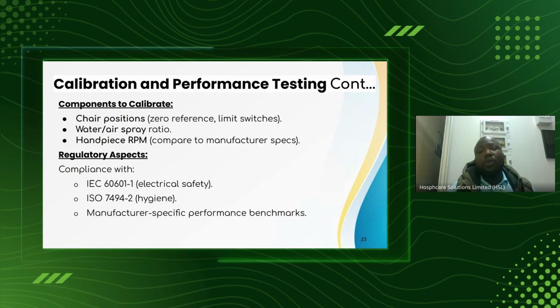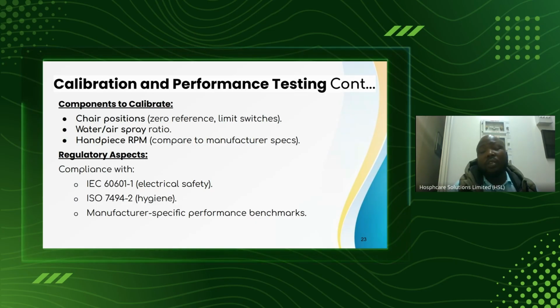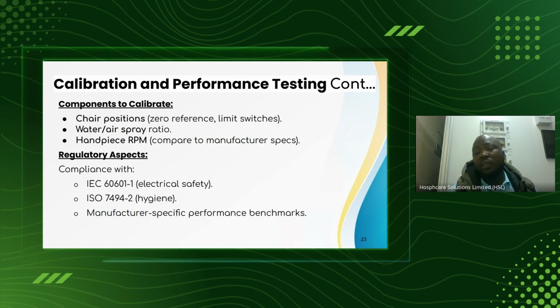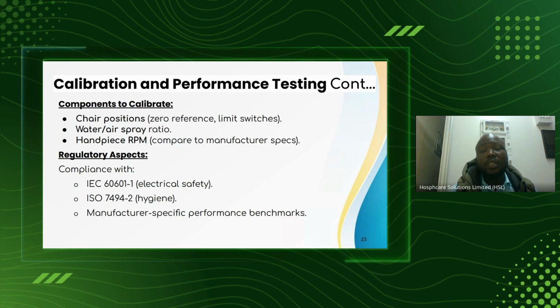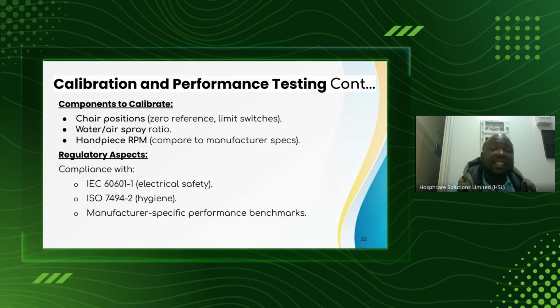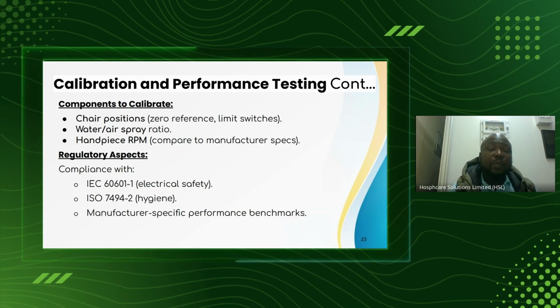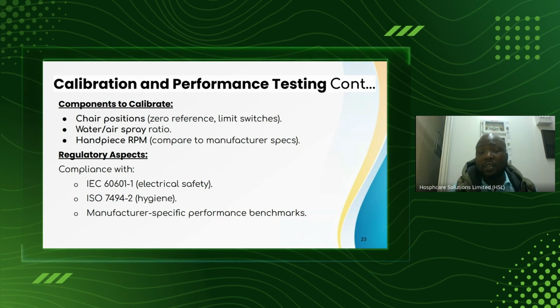So what do we calibrate? We have a zero reference. You achieve the zero reference by resetting the unit into its zero position. There is a reset button and a set button. So you can calibrate the positioning of the chairs through the control panel. You will see the set and reset.